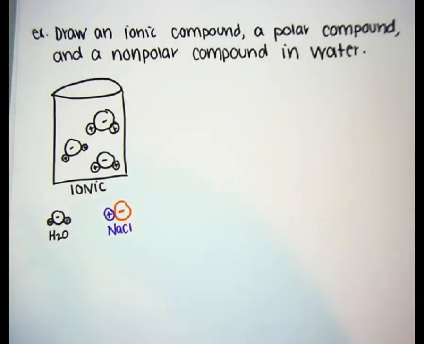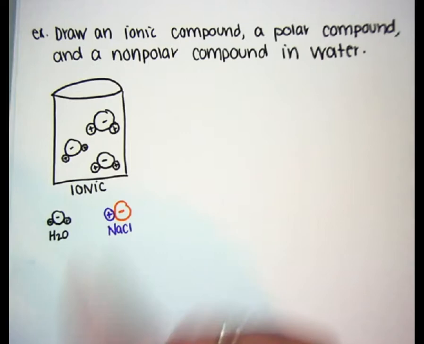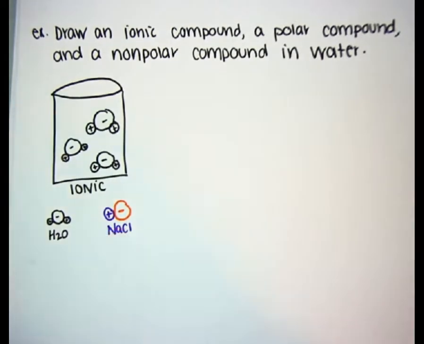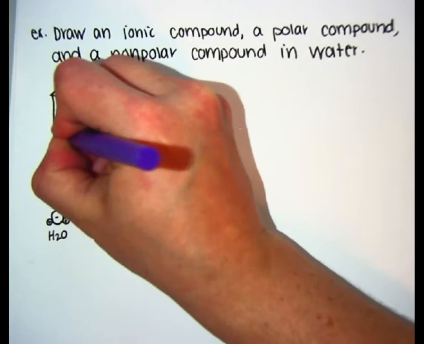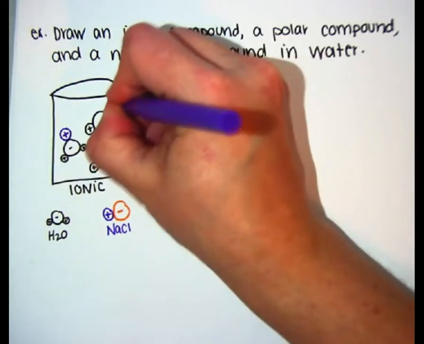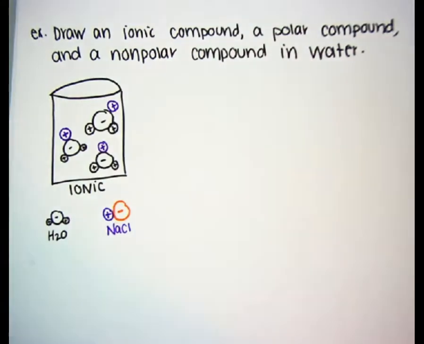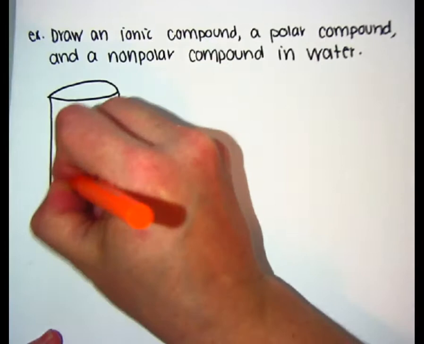So what you should know about ionic compounds is that they dissolve in water, but not only do they dissolve in water, they dissociate, which means they're going to break up. When sodium chloride dissolves in water, you are not going to see any sodium chloride molecules. Instead, what you're going to see are sodium ions and chloride ions.